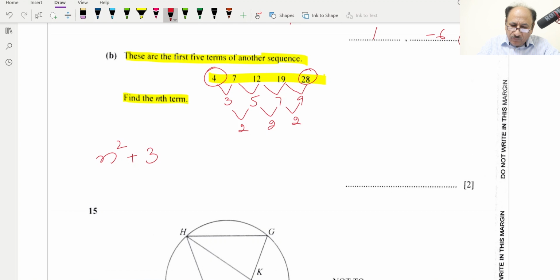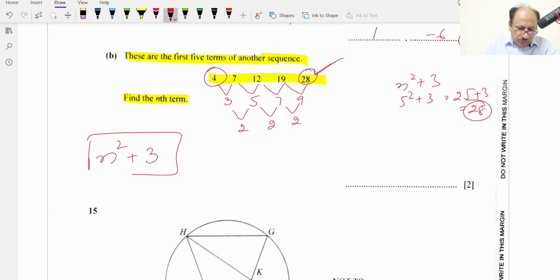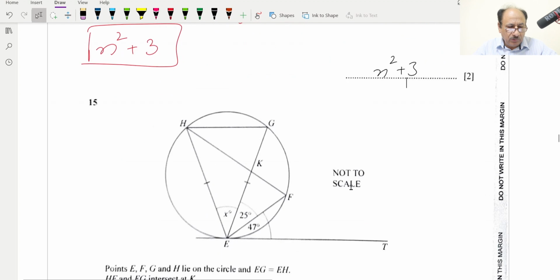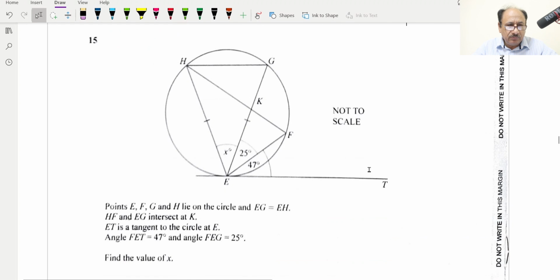and we can check for this term. 1 2 3 4 5 we will be putting for this term. So 5 square will be n square plus 3. So 5 square plus 3, which is equal to 25, plus 3, which is equal to 28. So it is satisfying. So our formula will be n square plus 3, which is done. 2 marks question. Question number 15.